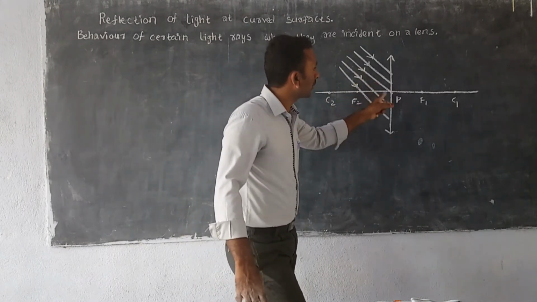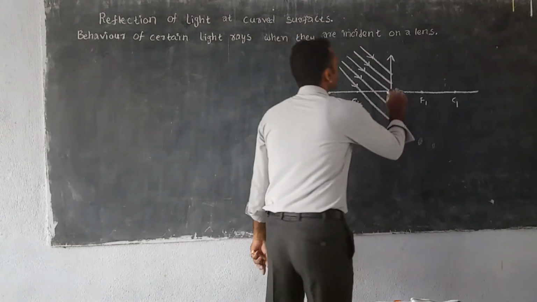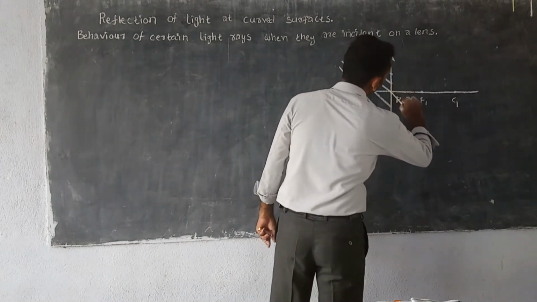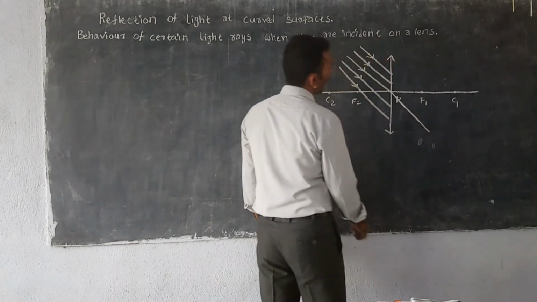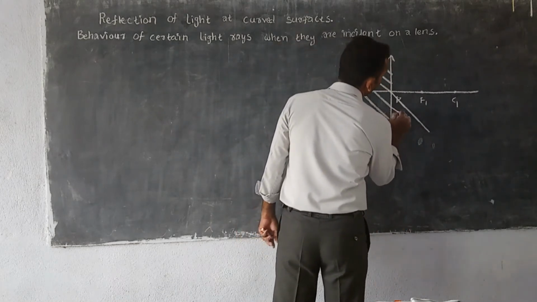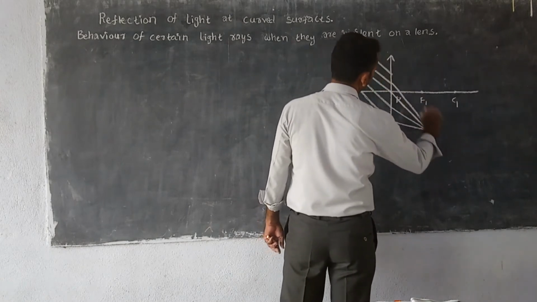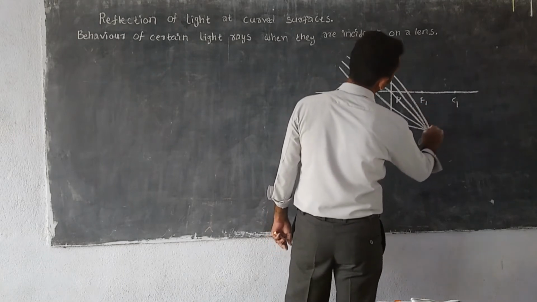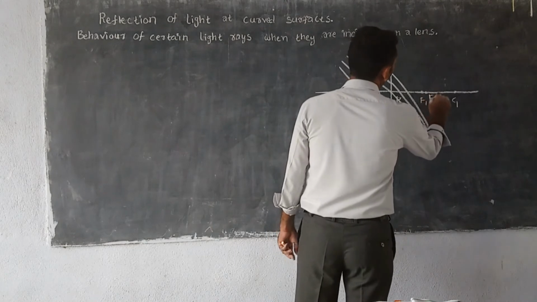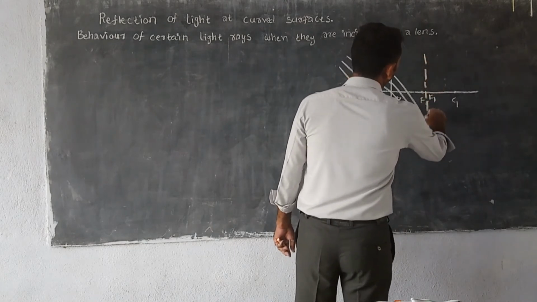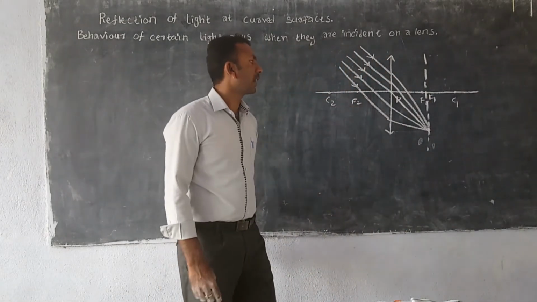If any light ray is going through the optic center, it goes without deviation. So this light ray will be a straight line, this light ray will be a straight line, and this light ray will be a straight line, and we can identify the point. These light rays will be refracted, and they are converging at one point, focal point F1. This line is called the focal plane. This is for the convex lens.